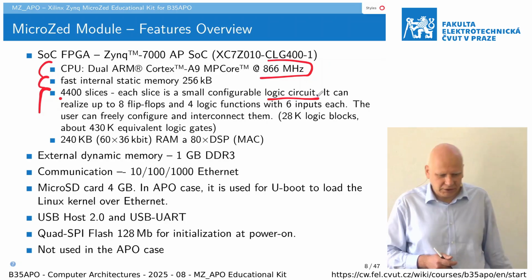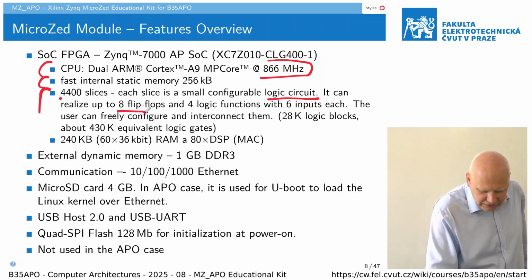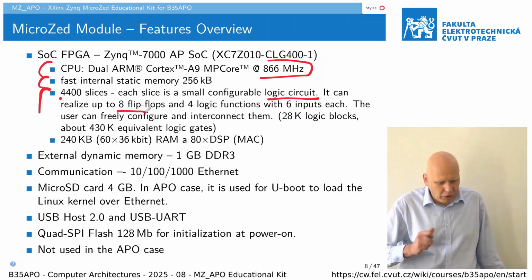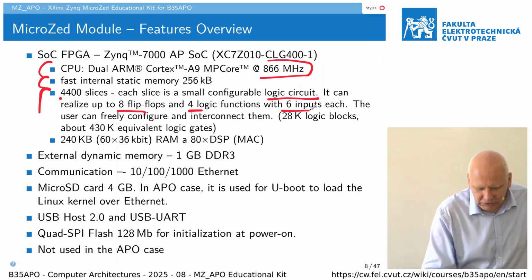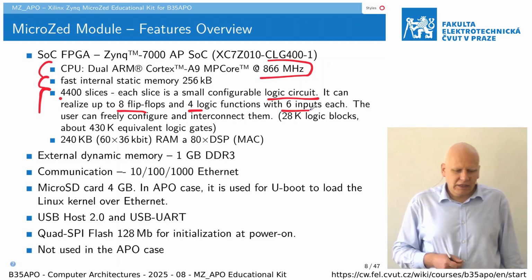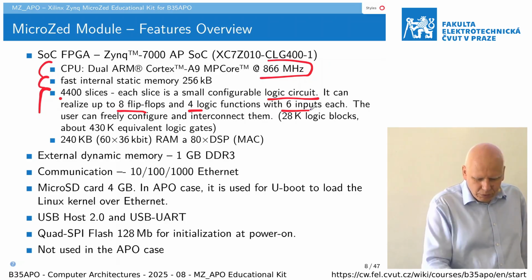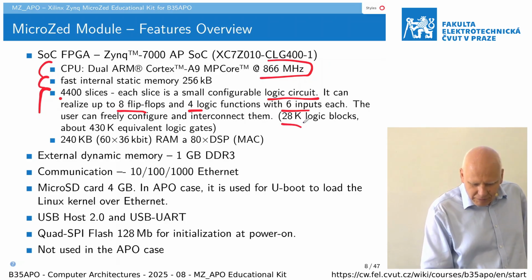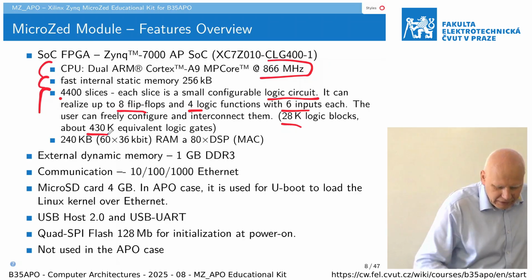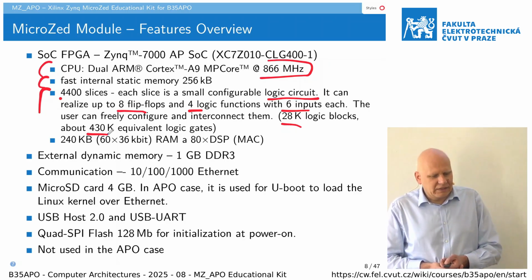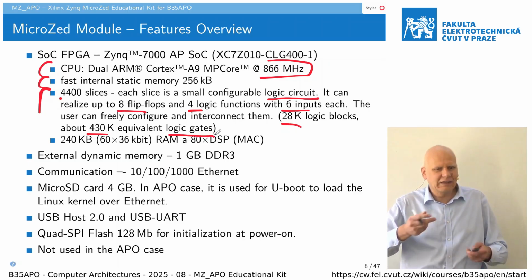course of our lectures. So basically, you have this option, and each of those slices can implement up to 8 flip-flops, so the bit memory for single bit, and 4 logic functions, where each of those logic functions can process up to 6 inputs. And at the end, if you multiply it and so on, it is about 28,000 of logic blocks, which is equivalent of 430,000 of equivalent logic gates. Those are those 2 input gates as AND, NAND, and so on.